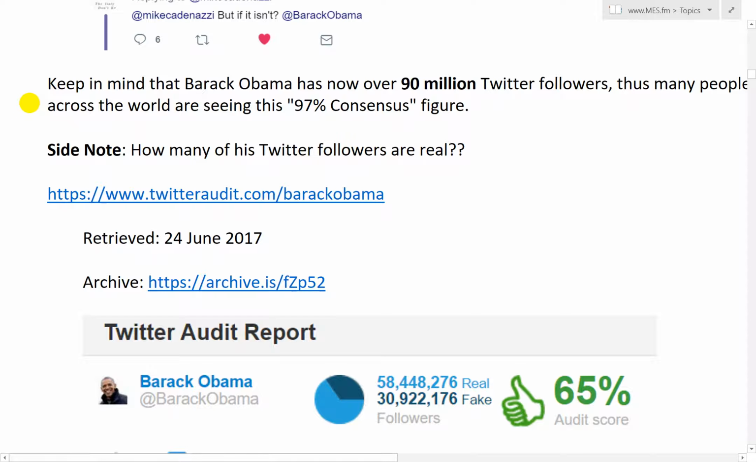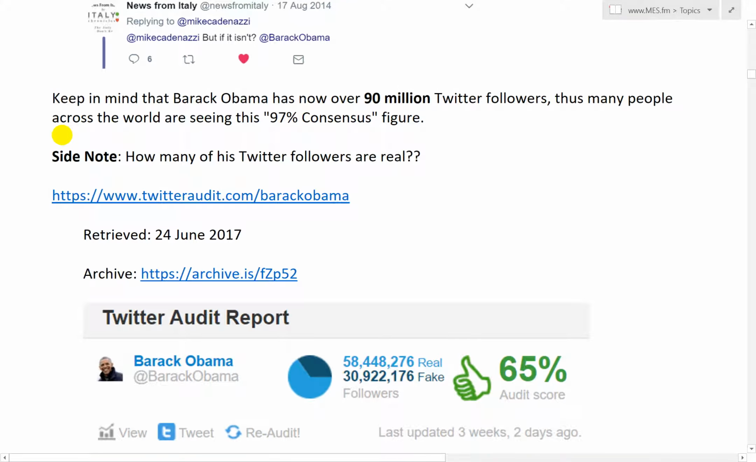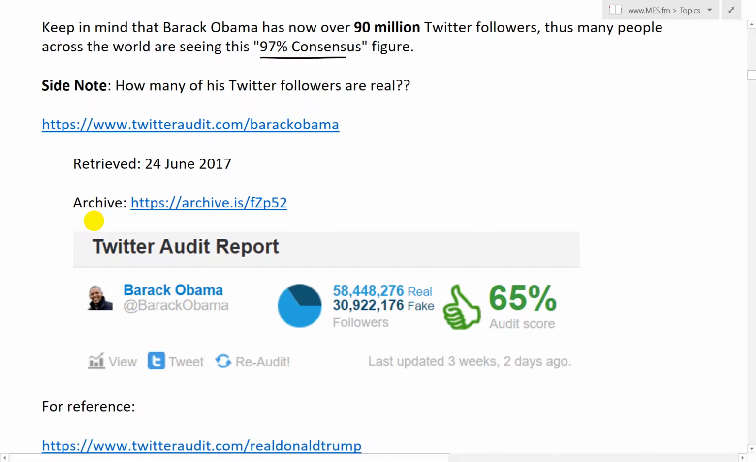So keep in mind that Barack Obama has now over 90 million Twitter followers. Thus, many people across the world are seeing this 97% consensus figure, so it's blasted pretty much worldwide.